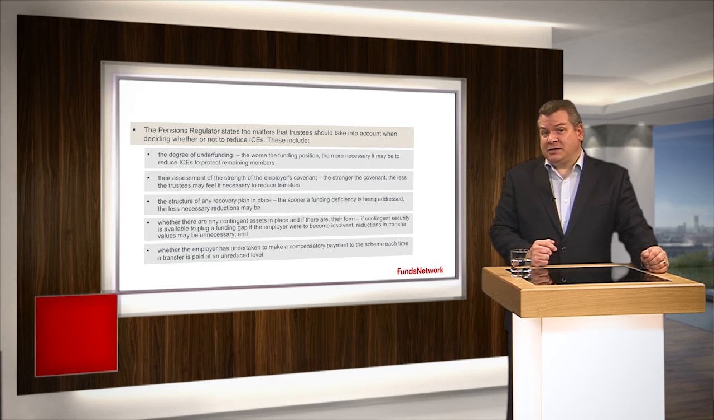Whether there are any contingent assets in place, and if there are, their form. If contingent security is available to plug a funding gap if the employer were to become insolvent, reductions in transfer values may be unnecessary. And finally, whether the employer has undertaken to make a compensatory payment to the scheme each time a transfer is paid at an unreduced level.